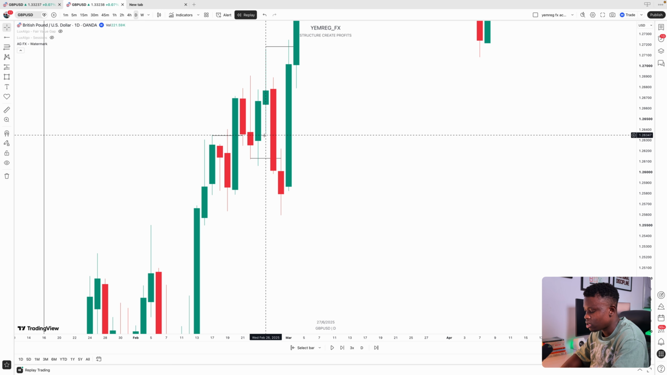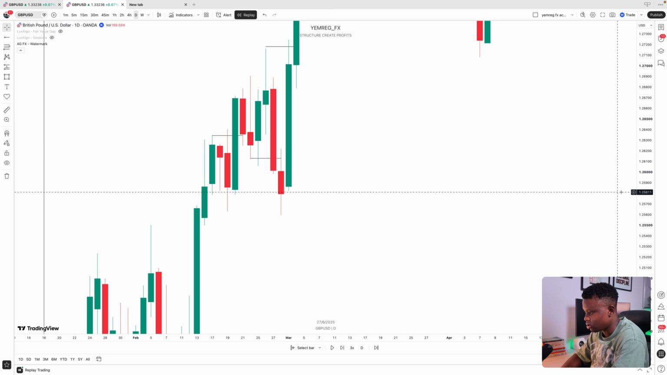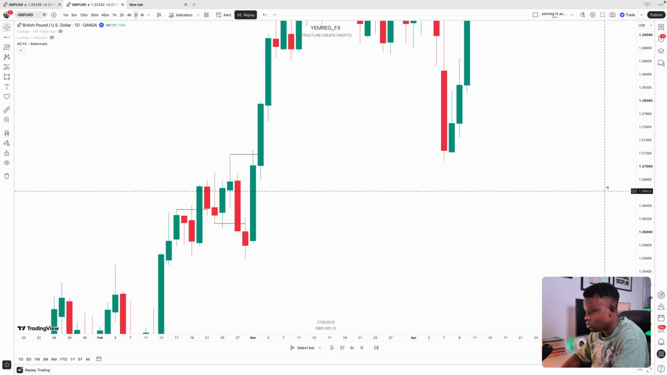So you can't call this a shift. This is just a pullback. So that is where a lot of traders get it wrong. That is why navigation is very important, and that is why top-down analysis is also very important.